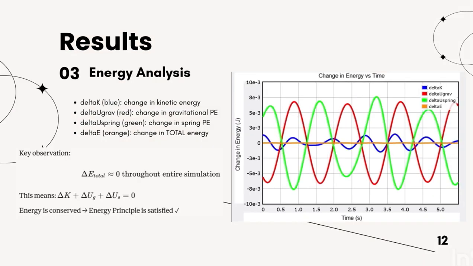This is the energy analysis graph, which is very crucial for verifying our model. The blue curve shows the change in kinetic energy, the red curve shows the change in gravitational potential energy, and the green curve shows the change in spring potential energy. All three oscillate as energy continuously exchanges between these three forms. When the mass speeds up, kinetic energy increases while potential energy decreases, and vice versa.